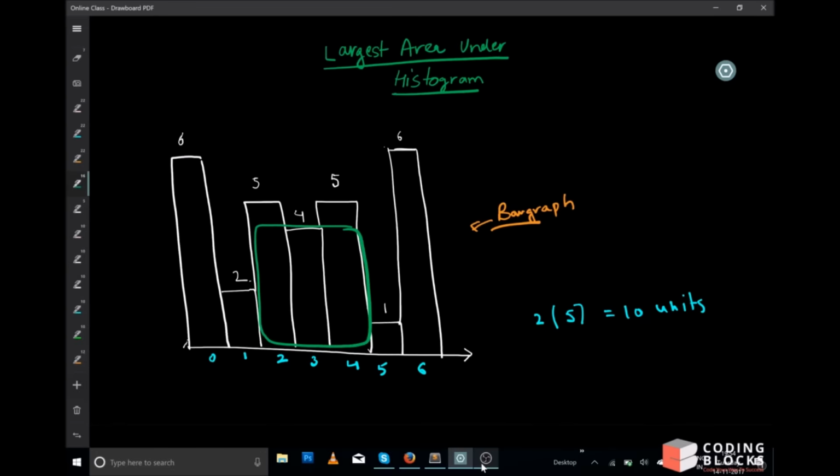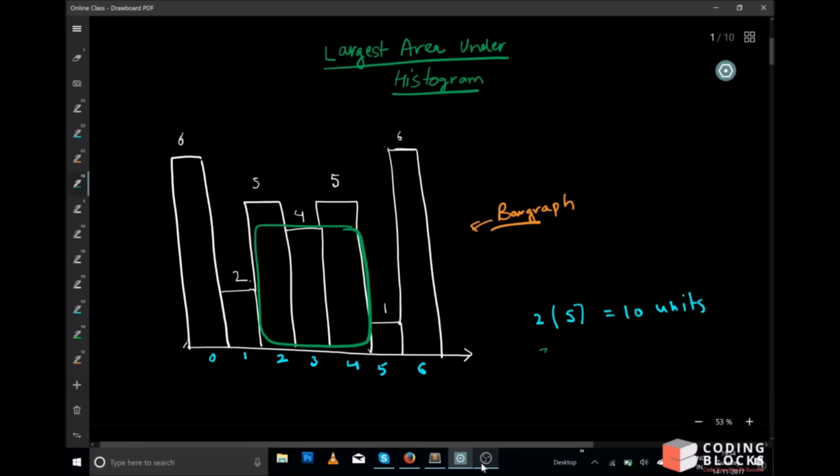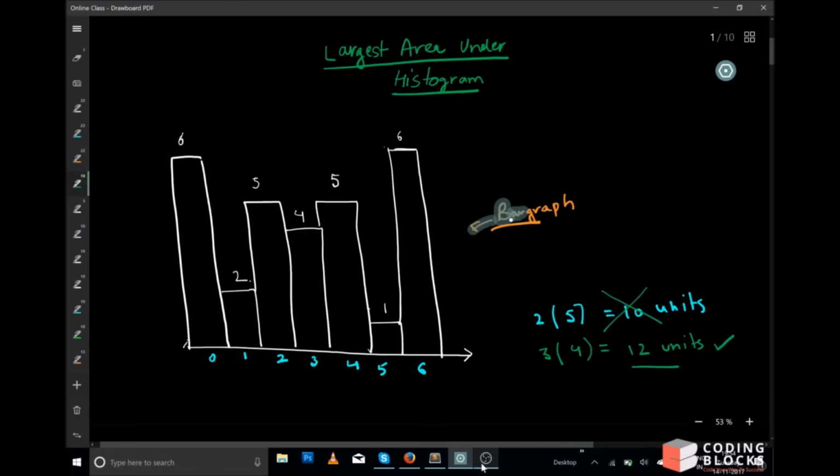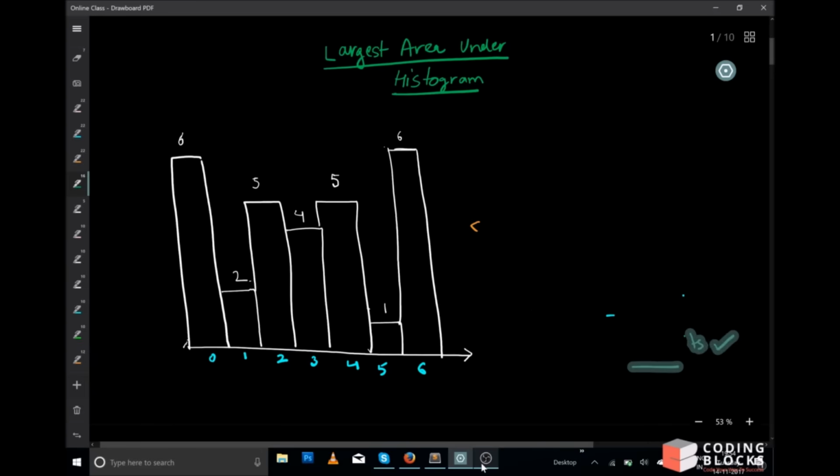So what is this area now? The width is 3 units. And what is the height? The height is 4 units. This is 12 units. So you can clearly see this area is bigger. So we won't take this as our answer. Instead, we will take this as our answer. So there are many rectangles possible. Out of all possible rectangles, we have to figure out the area corresponding to the maximum rectangle in this bar graph.